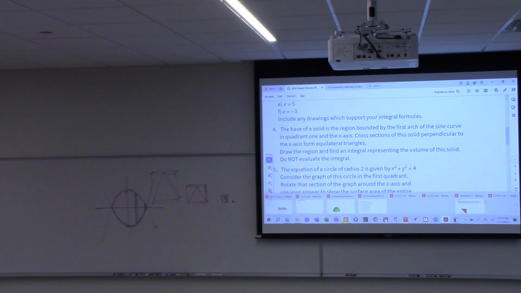It says here, the base of a solid is the region bounded by the first arc of the sine curve in quadrant 1 and the x-axis. Cross sections of this solid, cross sections mean when I cut it with a knife, that's a cross section. Cross sections of this solid, which are perpendicular to the x-axis, form equilateral triangles. First, draw the region and find an integral representing the volume of this solid. Do not evaluate the integral.